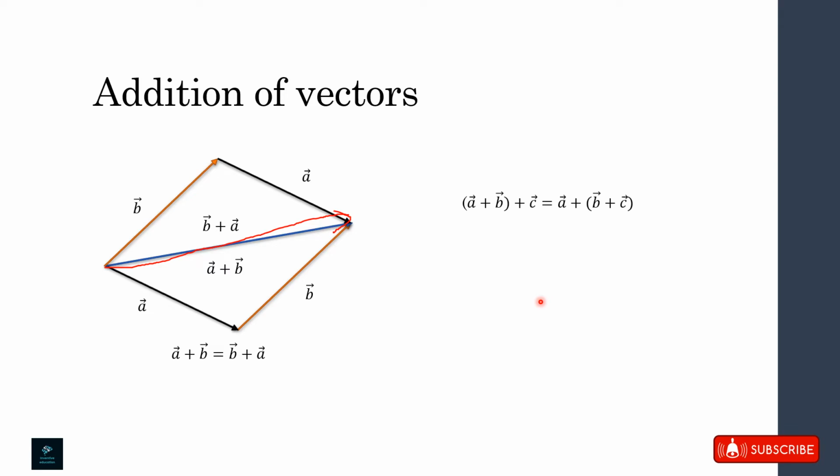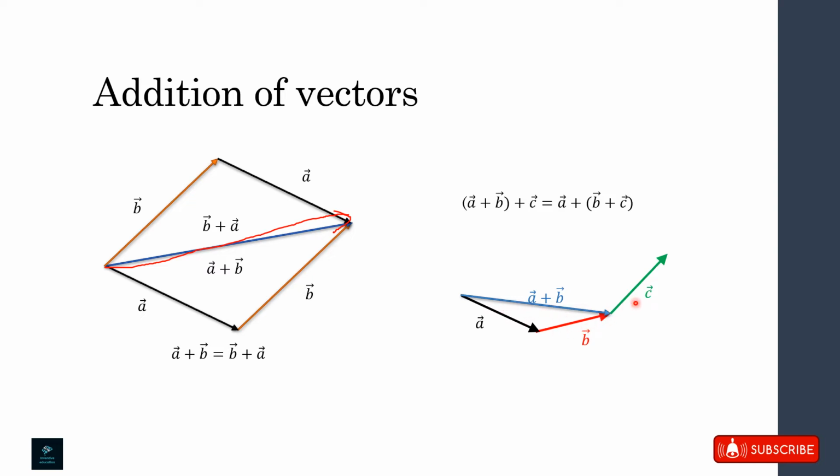Now vector addition is also associative, that is, we can add a vector C to the resultant of A plus B, and this will be equal to the addition of vector A to the resultant of B plus C. This can be shown like this. We have a vector A, then we have vector B. Vector A plus B will be a vector from the tail of A to the tip of B.